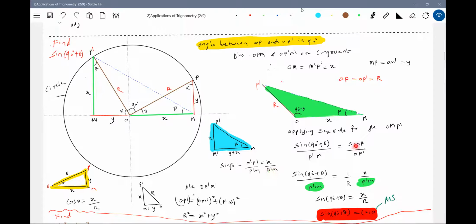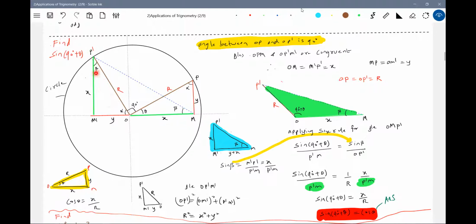Now sine beta, shall we substitute this here? It will come like this. Substituting that, sine of 90 plus theta by P dash M is equal to sine beta by OP dash. The value of OP dash is R, and sine beta is X by P dash M. P dash M gets cancelled. So sine of 90 plus theta is equal to X by R. So what to do with X by R?